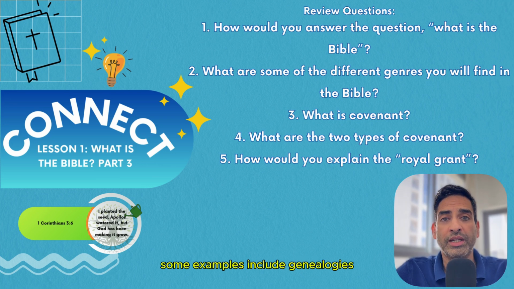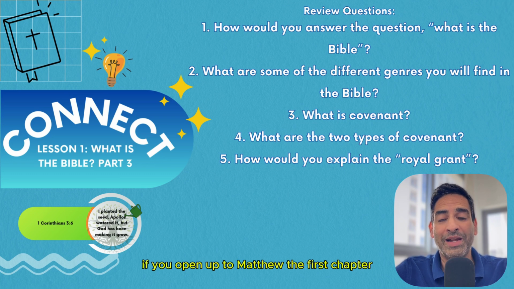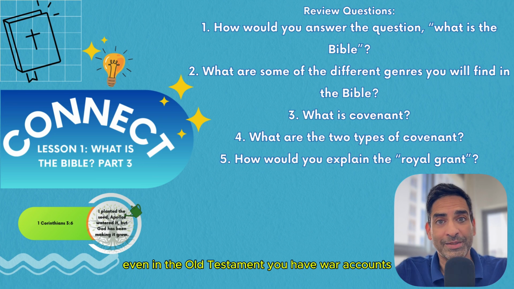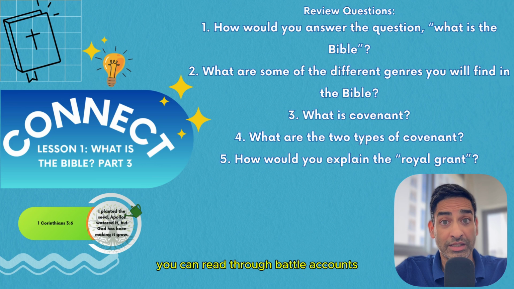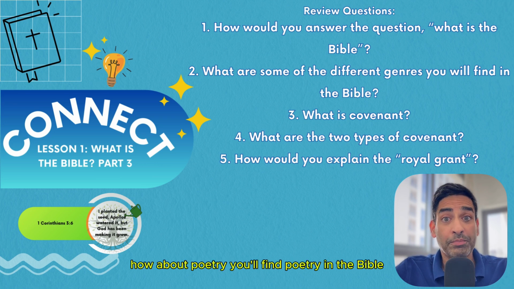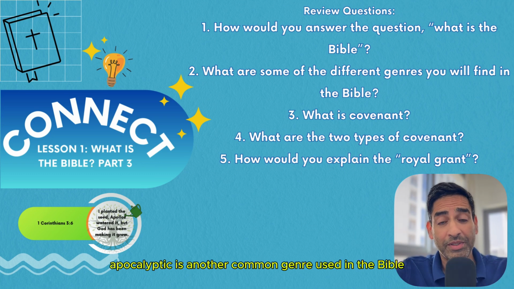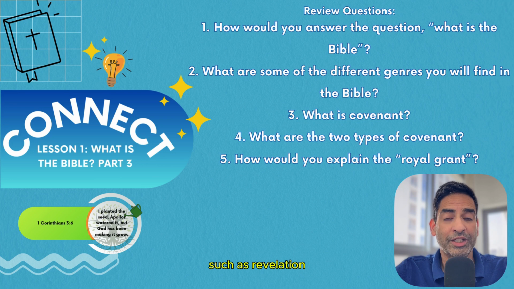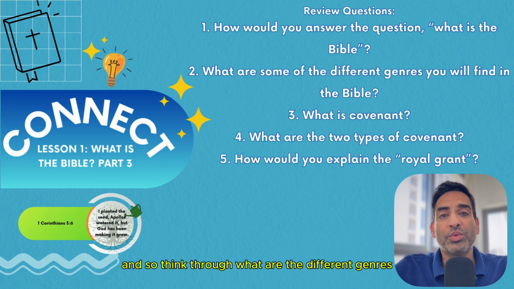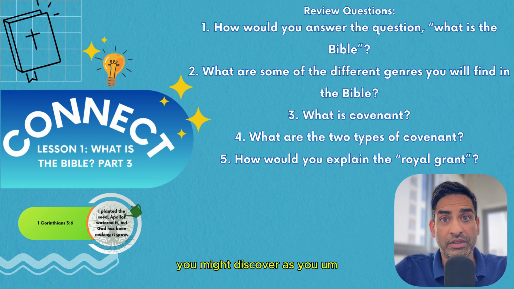Some examples include genealogies. That's a very common one. If you open up Matthew, the first chapter, you'll see genealogies. It's true even in the Old Testament. You have war accounts. You can read through battle accounts. How about poetry? You'll find poetry in the Bible. Apocalyptic is another common genre used in the Bible, such as Revelation. And so think through what are the different genres you might discover as you read the Bible.